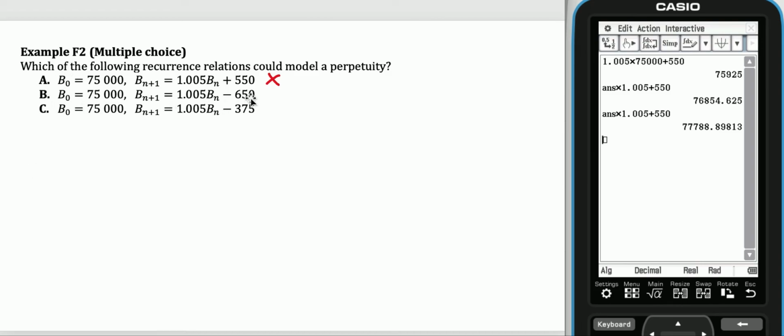Option B looks a little more promising because it's got a 1.005, a sort of multiplier that would give a bit of extra interest. And then this minus 650 indicates that that would be like money coming out of the account. What we have to check is whether the values are actually staying the same. So similar idea as before, let's put the recurrence relation into our calculator. 1.005 times the initial amount, 75,000, minus 650.